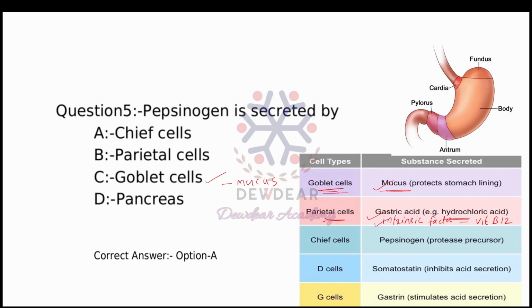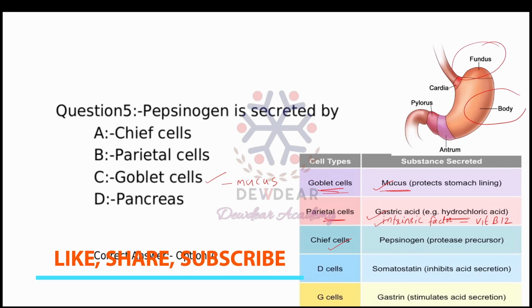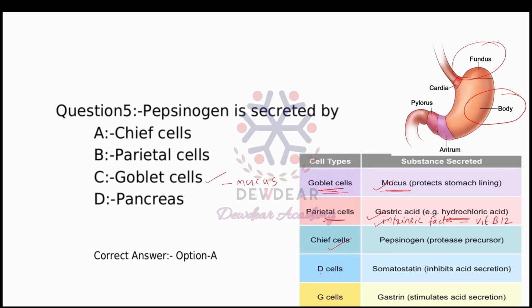Then next is the chief cells. Chief cells are found in the gastric glands of the stomach lining and mainly in the fundus and body of the stomach. They are located in the gastric glands in the stomach lining and they are secreting pepsinogen.